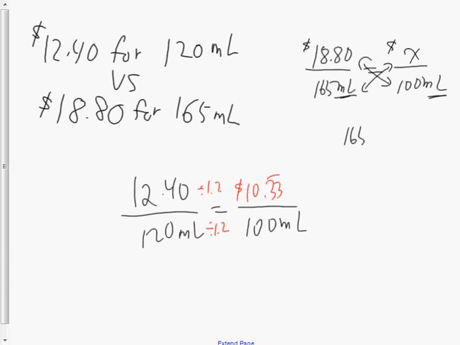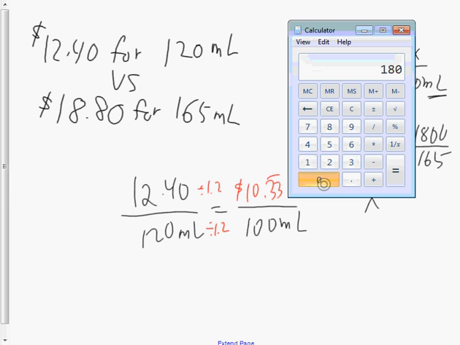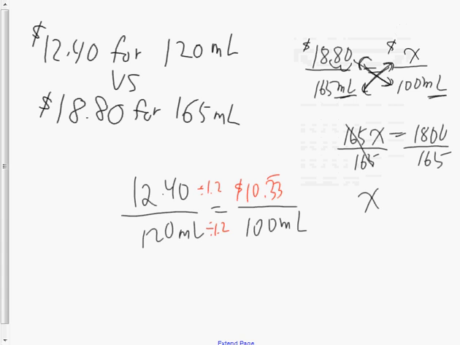So 165x would be one side of my equation. The other side would be the product of 1880 and 100, which I can do in my head because I just have to move it 2 times if I multiply by 100. Divide both sides by 165, and x will equal whatever 1800 divided by 165 is. That is $10.90, roughly.